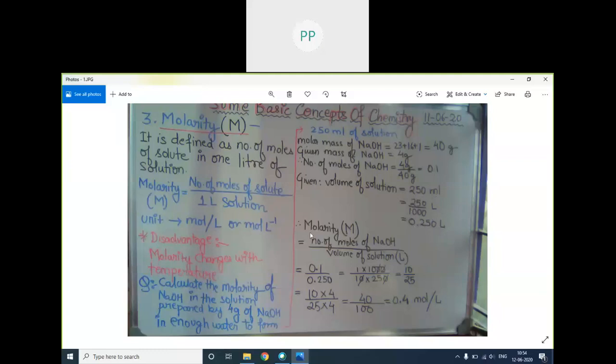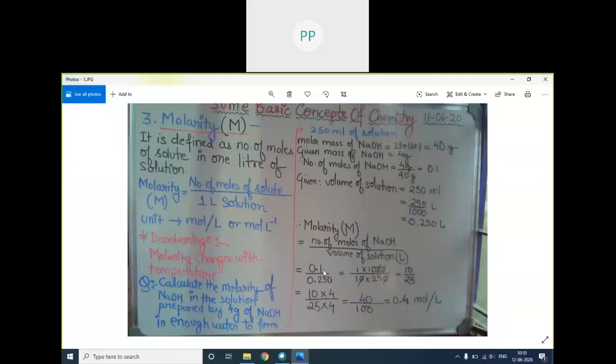Now, molarity M equals, put the mathematical form, number of moles of NaOH by volume of solution in liter. Now put the values we have got. Number of moles of NaOH, how much we have got? 0.1, and volume of solution in liter 0.250. If you calculate, then it will come as 0.4 mole per liter. Mole per liter is the unit for molarity. Or you can simply write 0.4 capital M. That also represents molarity.